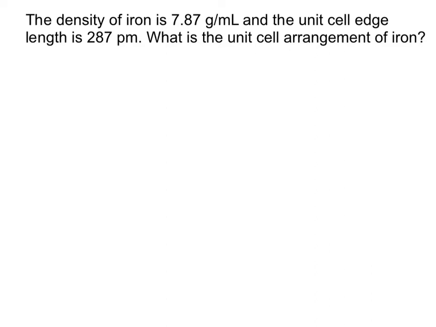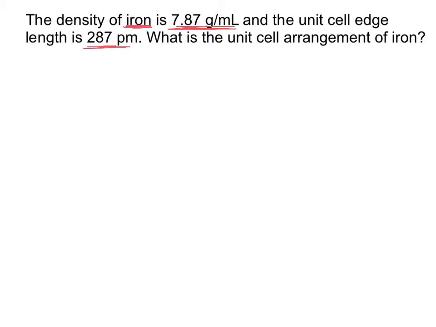In this one we have a density of iron is 7.87 grams per milliliter, gives me a unit cell edge length of 287 picometers, and they want to know what the unit cell arrangement of iron is from this data. So just a couple of important things to remember. As soon as you know what element you're dealing with, in this case iron, that tells me a molar mass. And if I have a molar mass, that's another piece of given information that I can use. The other pieces, of course, are our density, which is very helpful, and the unit cell edge length.